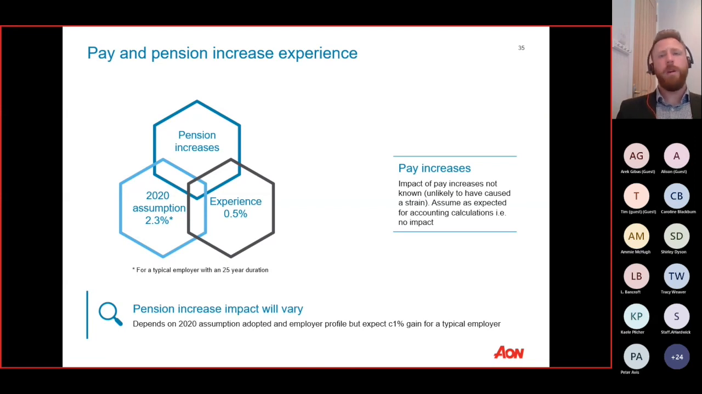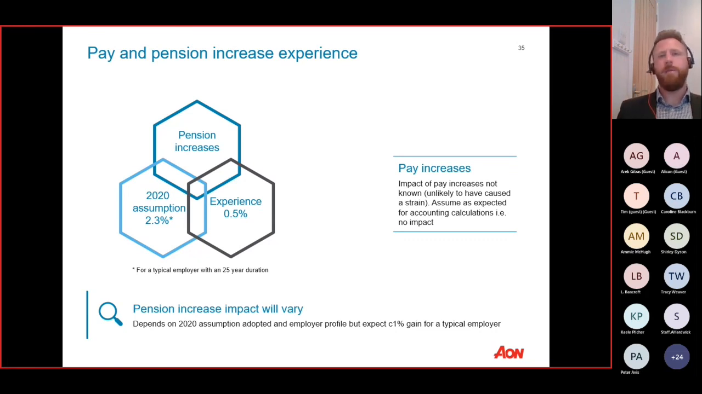We wouldn't expect pay rises on average to have been higher than assumed, but it wouldn't really be appropriate for us to place a value on what those pay increases might have been. So our general approach as part of our accounting calculations then is to make no allowance for pay increase experience. So assume that actual pay rises have been equal to our assumption.